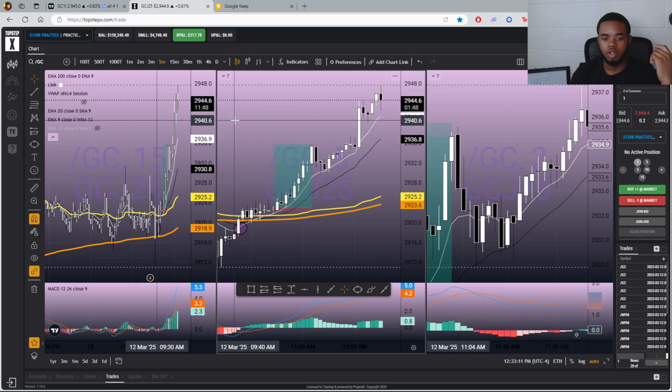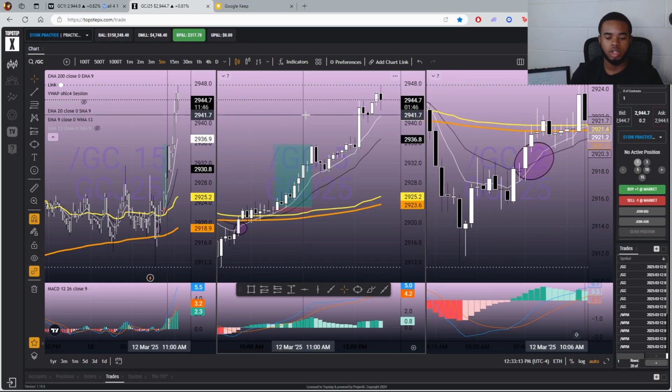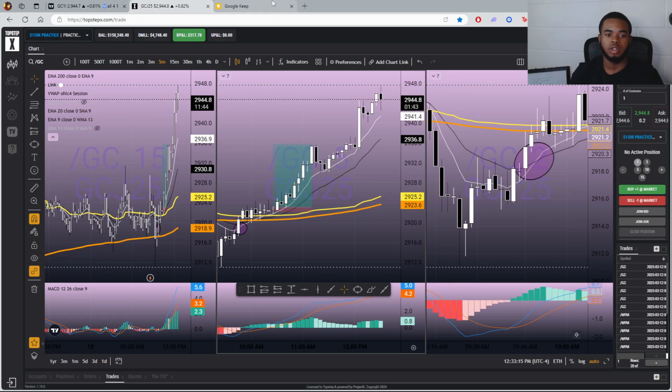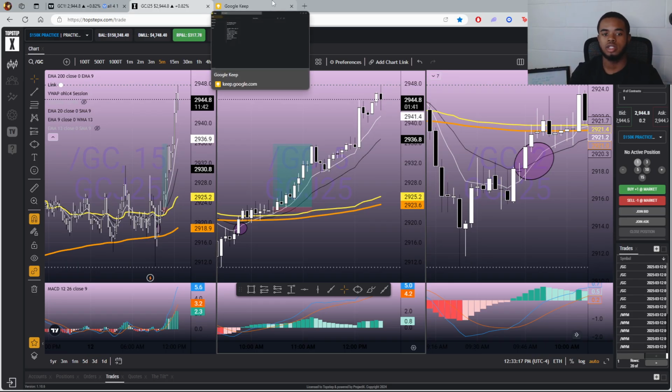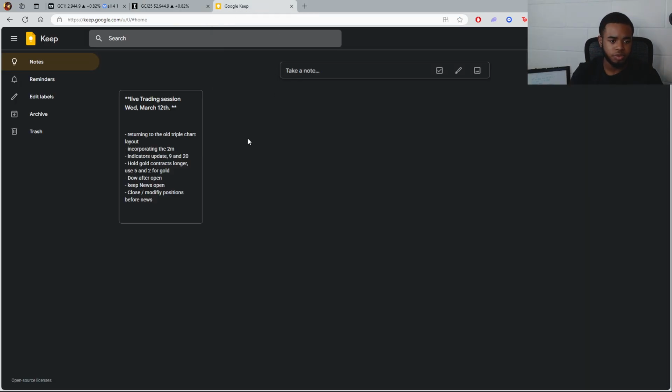But that's just the overall. And I believe we have a little bit more notes regarding the Dow. We actually wrote those down because I want to keep a public journal with you guys, since I have the majority of my notes written down in notebooks and stored in Discord servers. So for the day, we had the returning to the triple chart layout, incorporating the 2 minute instead of the 1 minute. It gives us more consistency and gets rid of some of the noise. Going back to the 9 and 20, holding the gold contracts longer, trading Dow if they're open, and keeping track of the news. That's what it is.